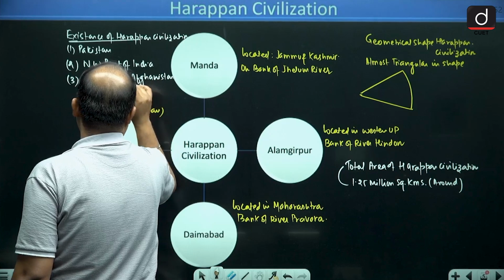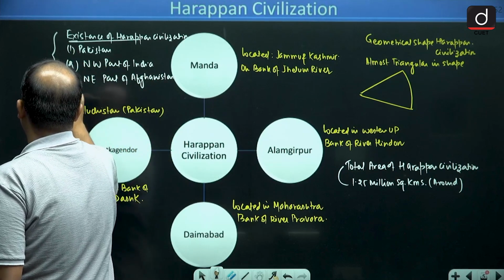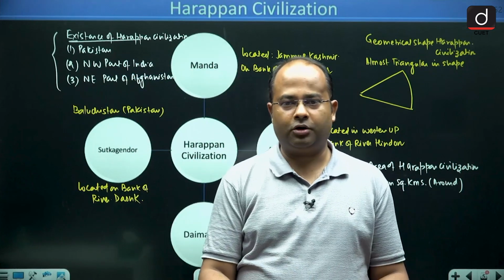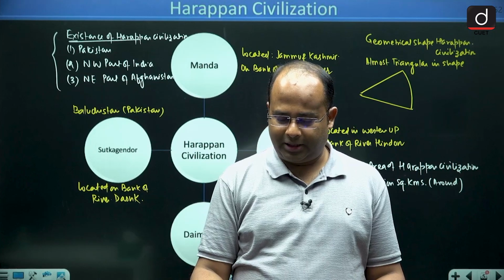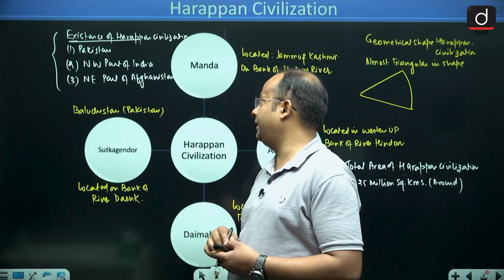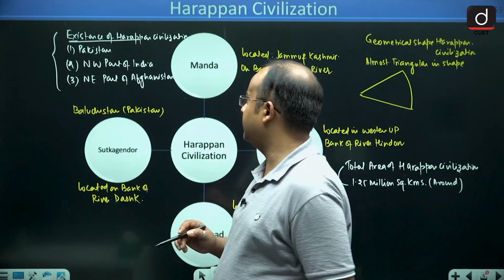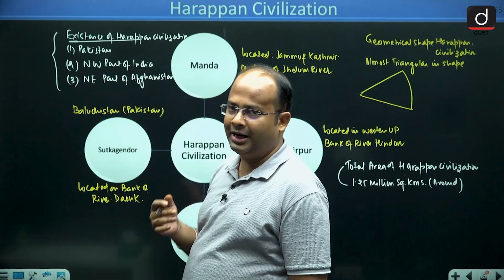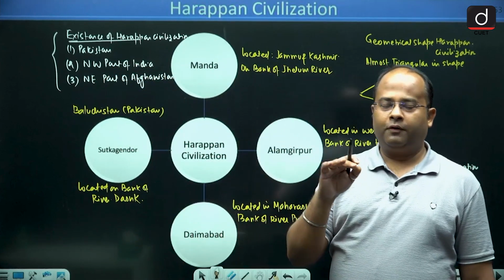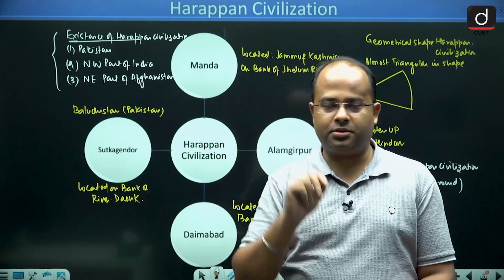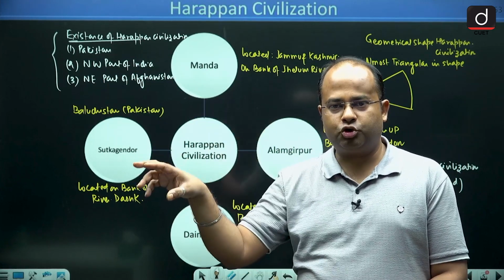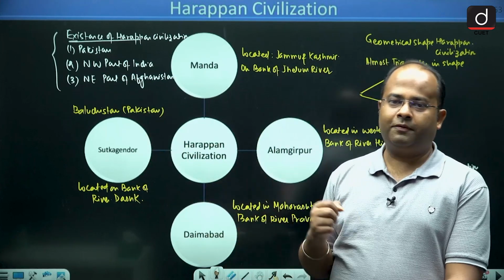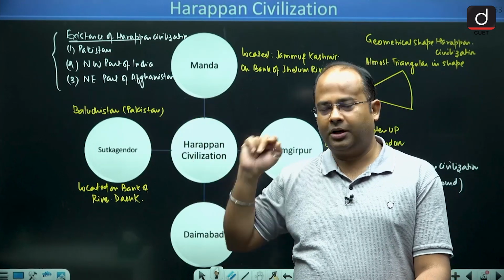Northeast part of Afghanistan. So in the whole of Pakistan you will find it, then the northwestern part of India, plus the northeastern part of Afghanistan. From Afghanistan we have found two sites of the Indus Valley: one is Shortughai and the other is Mundigak. So these are the two sites of the Indus Valley civilization found in Afghanistan.